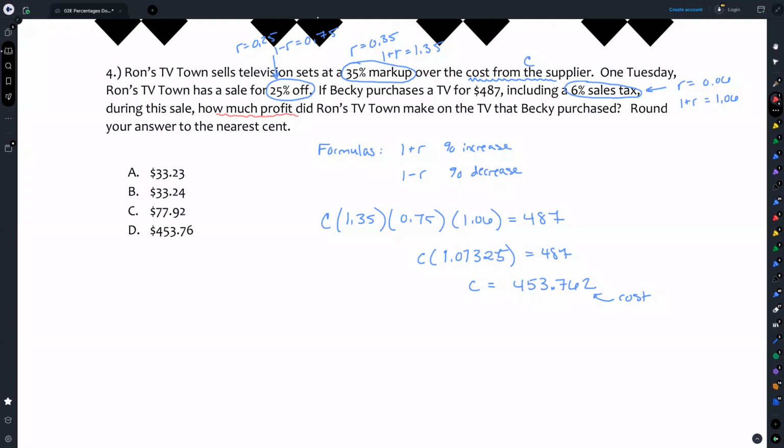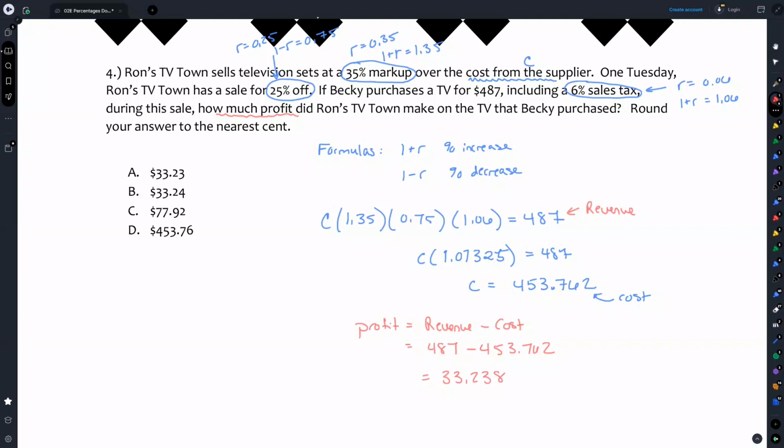right? And we know that profit equals revenue minus cost. So how much money did Ron get? Well, he got the money that Becky paid him. That's your revenue. So that's going to equal 487. And what did he have to pay in the first place for this TV? There's your 453. And we are going to do this subtraction. I did that on my calculator and I got 33.238.